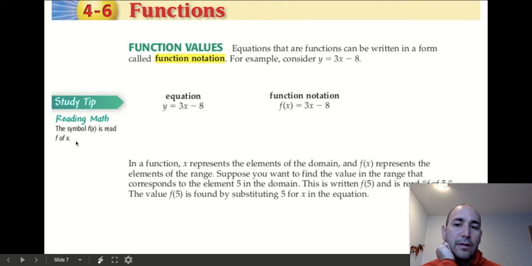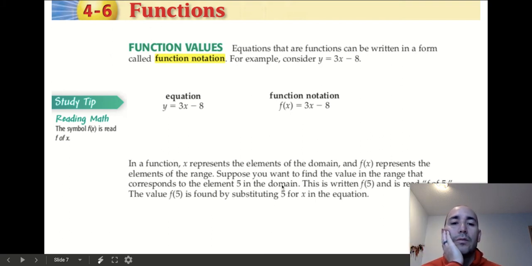And here's the study tip right here. This symbol right here is read as f of x. F being the name of the function and x being the input. So basically this is my equation where I input x. It says in a function, x represents the elements of the domain and f of x represents the elements of the range. So basically your x's are still x and your f of x is your y value.